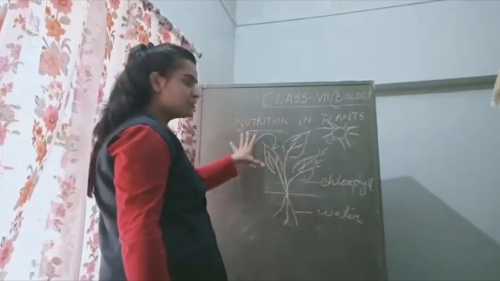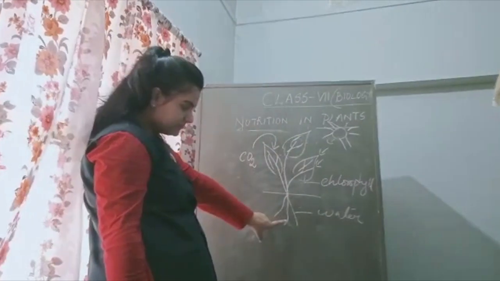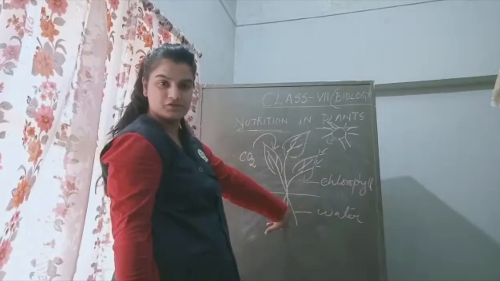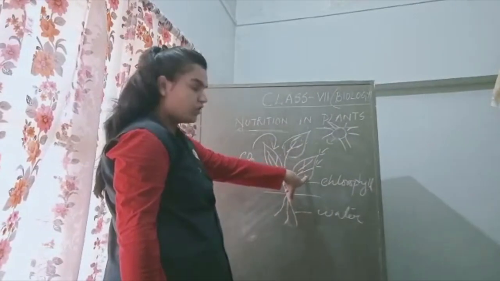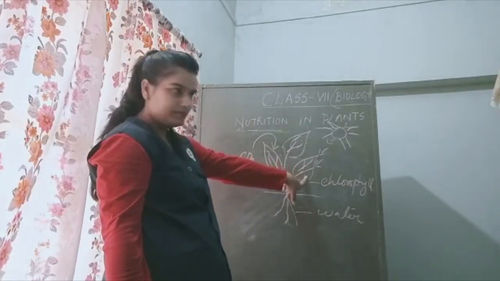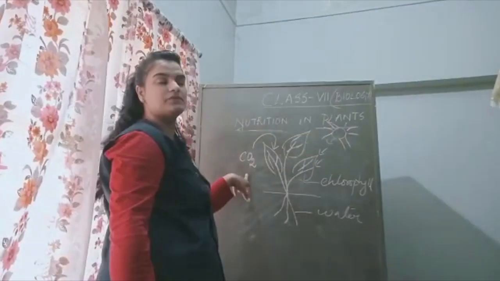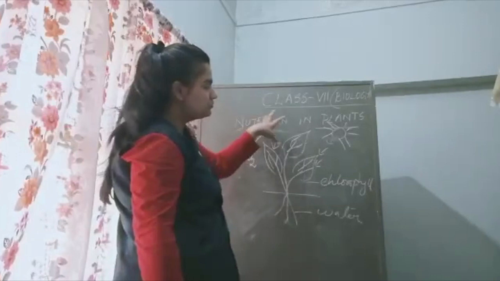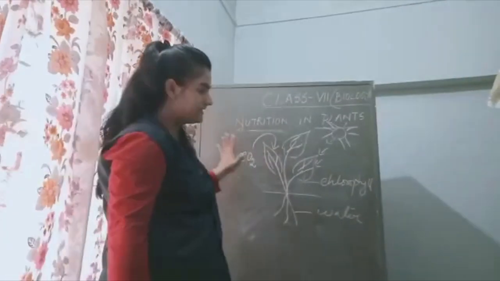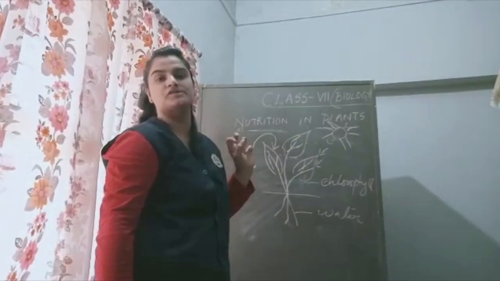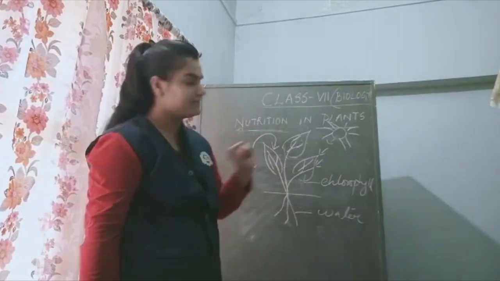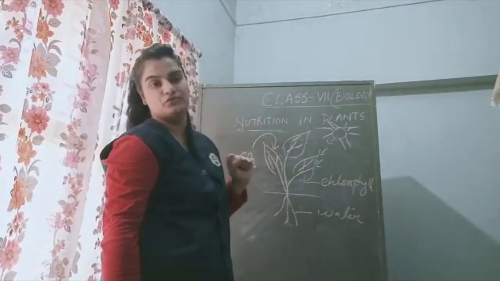So during this process of photosynthesis, the roots absorb water from the soil. The leaves already contain the pigment chlorophyll. Sunlight is from the sun and carbon dioxide from the atmosphere. Using all these factors and conditions, the plants perform the process called photosynthesis and prepare their own food.